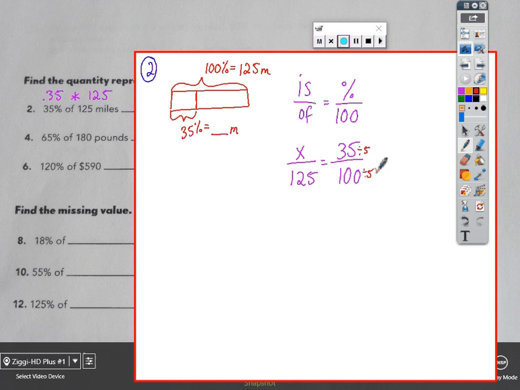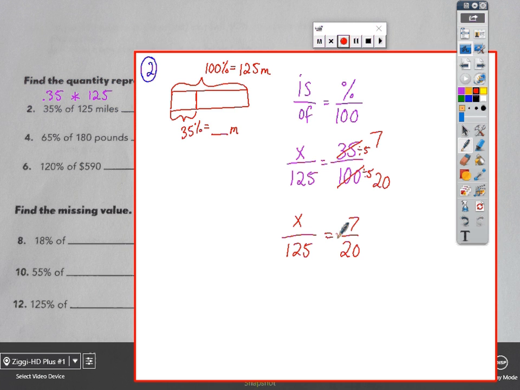Now, we did have some discussion today. Sometimes if I notice I'm going to get 100x with my cross products, I might leave that alone. But let's go ahead and just continue with our steps so that we get the practice with it. 5 goes into 35 7 times, and 5 goes into 100 20 times. Let's do a really speedy, fast rewrite. I still have x over 125, but that's the same as 7/20.